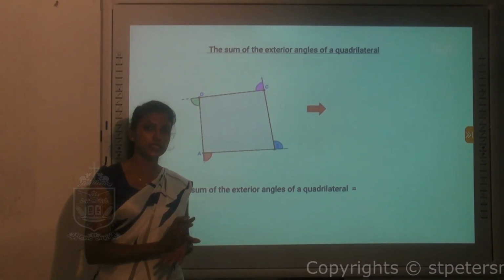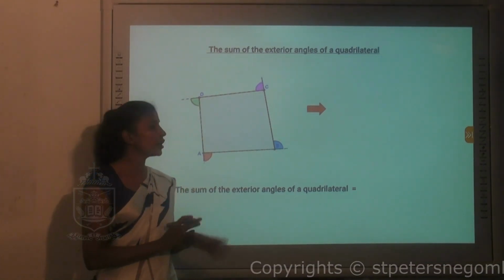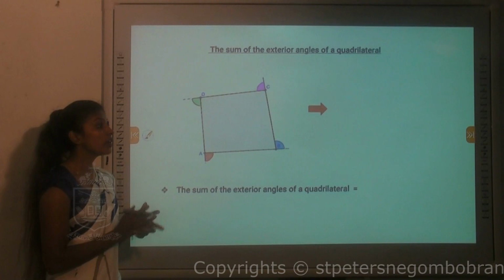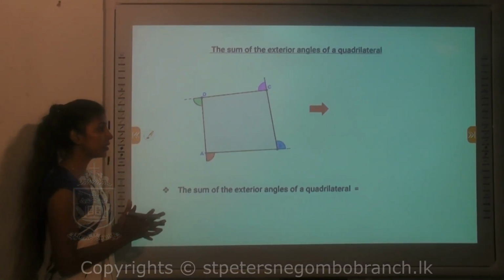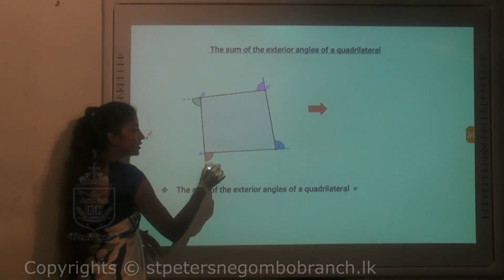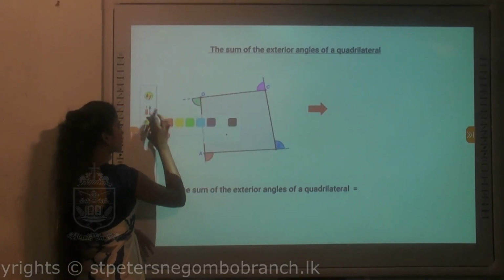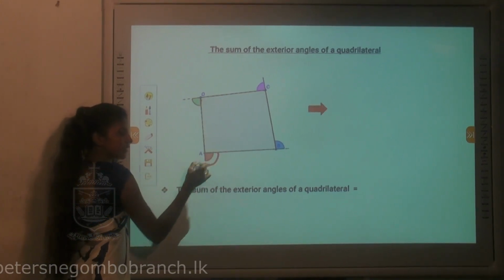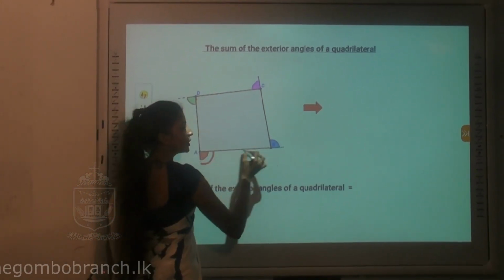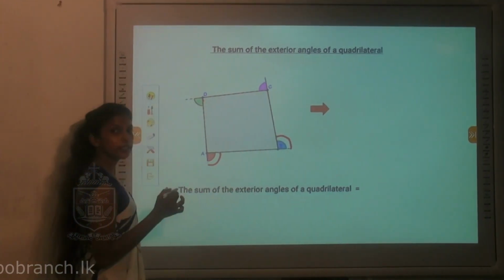We have discussed the interior angle part already. Now we are moving to the exterior angles. So you all can perform the same activity we did in the previous topics. You are going to separate out the exterior angles. You can see that when you produce this line, this is the exterior angle formed.